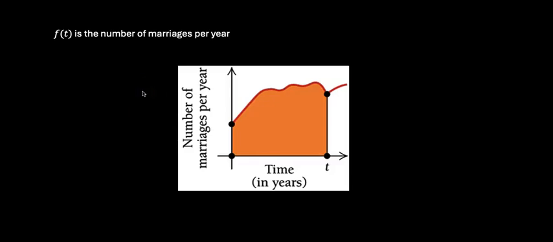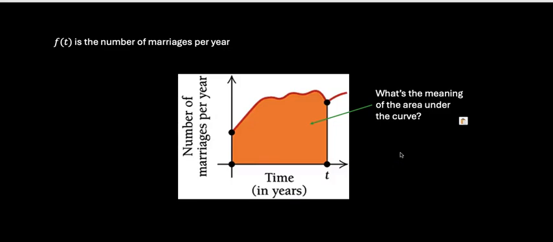Let's look at another example. Suppose for this example, the function is the number of marriages per year. That's this red curve here. The question we want to answer is, what's the meaning of the area underneath the curve? Well, it's the accumulation of units.